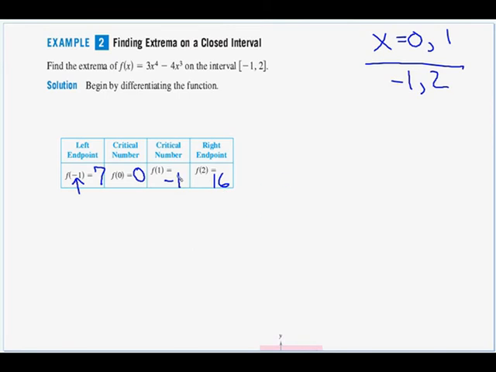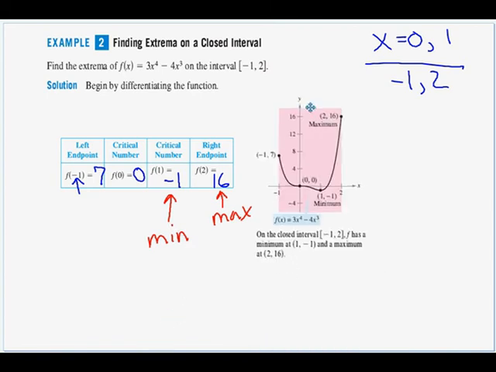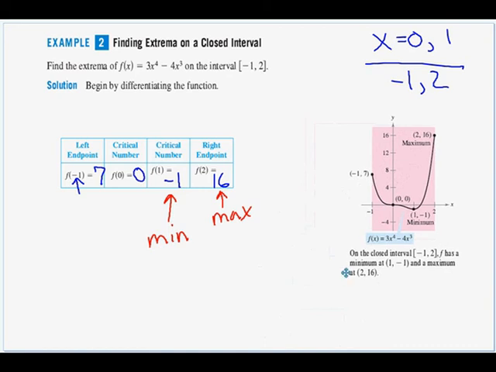So we look across our values. The highest is 16. That's our max. Of all the numbers, our lowest is -1. That's our minimum value. And we can look at this graphically too. Here is the graph of the function.